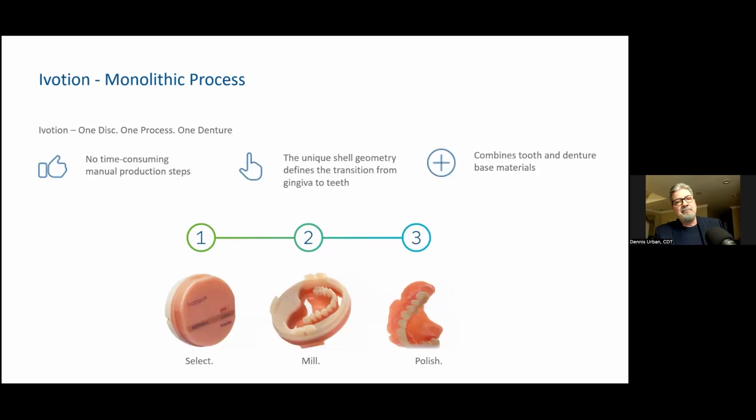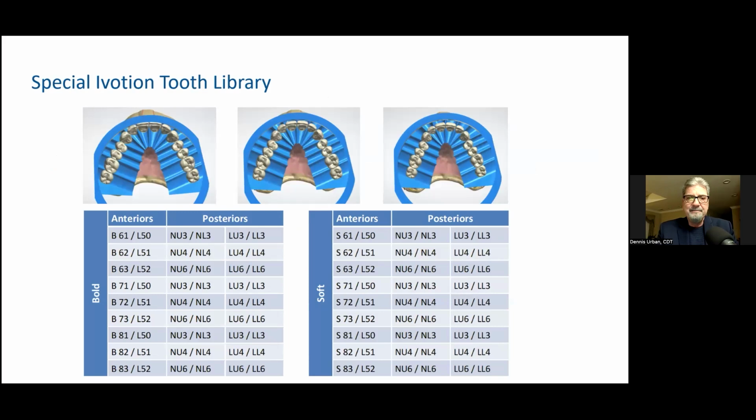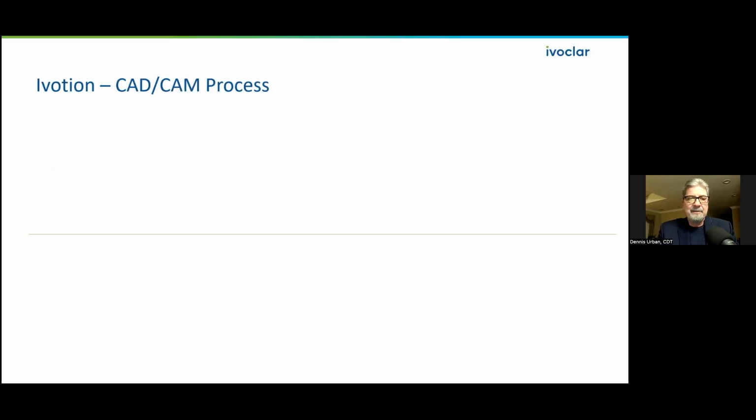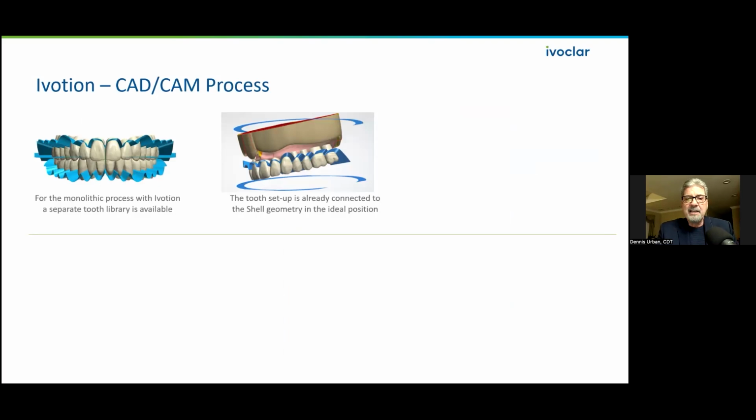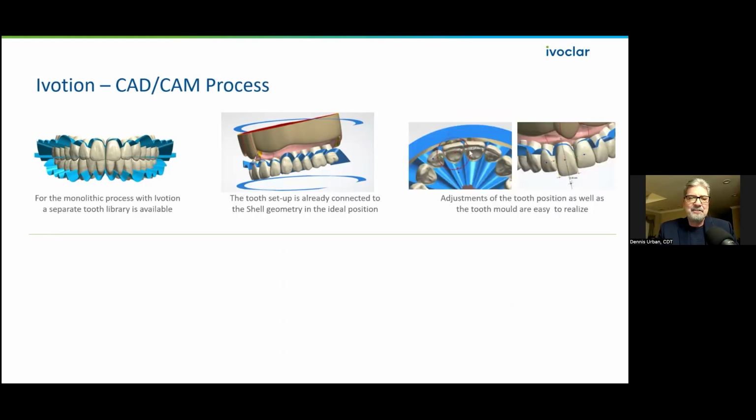So this is the monolithic process with iVotion, and this is utilizing their shell geometry. It's pretty unique. So half of the puck is with tooth material, and the other half is with the gingiva material. There's a special iVotion tooth library that we can utilize. And the tooth setup is already connected to the shell geometry. But the trick is to position this correctly in the milling machine. It takes a little bit of practice and know-how to do this. Otherwise, you'll have more pink than you want or more white than you want.